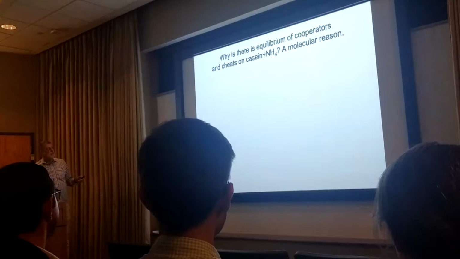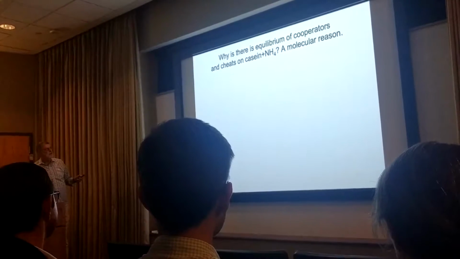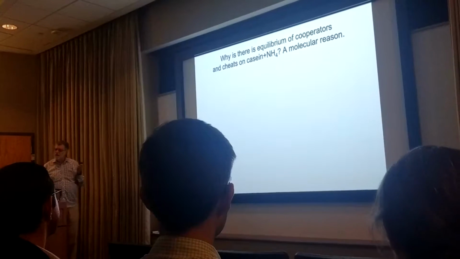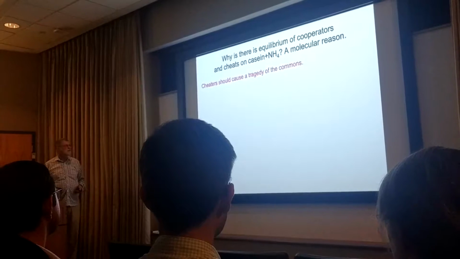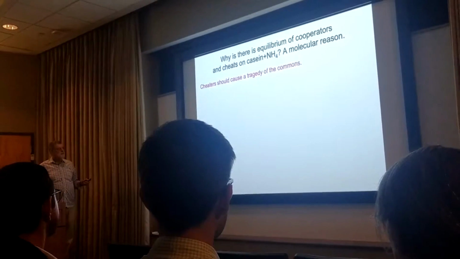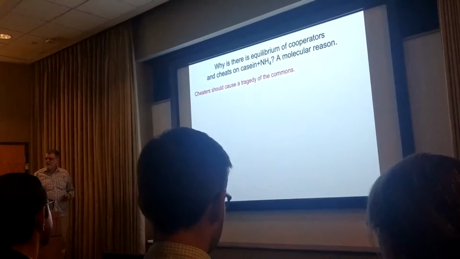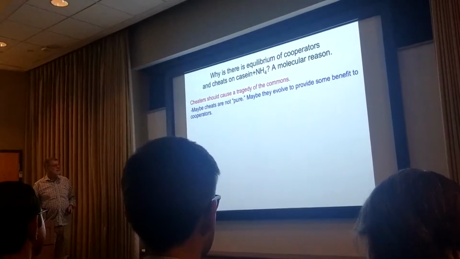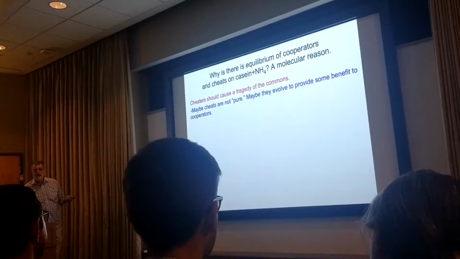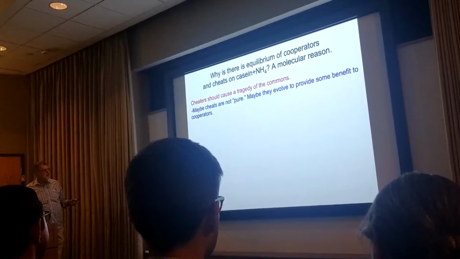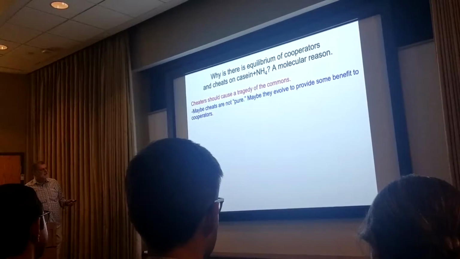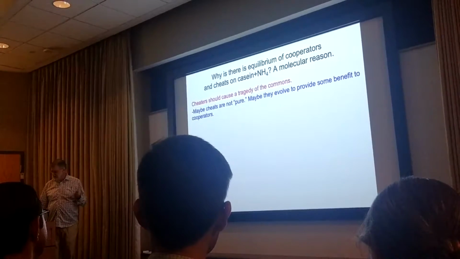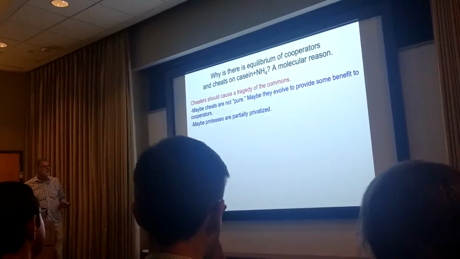So this is the question: why is there an equilibrium of cooperators and cheats on casein plus ammonium? What's the molecular reason? Cheaters, as I said, should cause a tragedy of the commons, even at this lower cost of cooperation. So we had several ideas. Maybe cheats aren't pure. Maybe they evolved to provide some benefit to cooperators. This was one of Ajay Gandhi's favorite ideas.